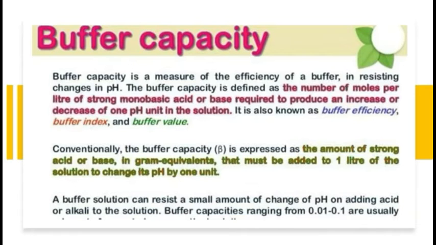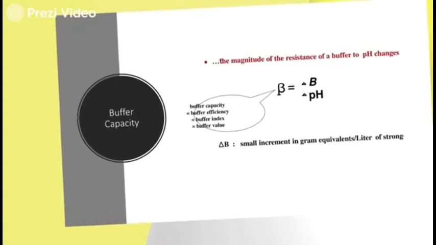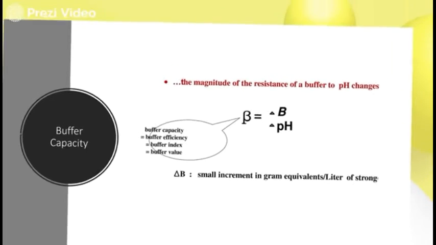The buffer equation for a solution of weak bases and the corresponding salt can be derived in a similar manner to that of the acid. Therefore, OH minus is equal to Kb into [base]/[salt]. Therefore, pOH is equal to pKb plus log of [salt]/[base], and also OH minus is equal to Kw upon H plus. Therefore, pH is equal to pKw minus pKb plus log of [base]/[salt].